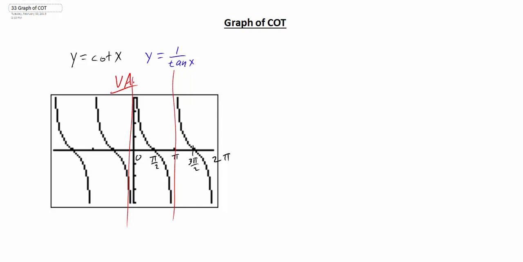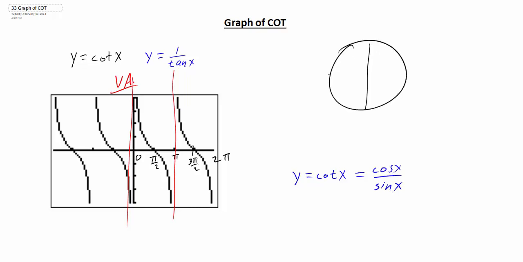remember for the cotangent, y equals the cotangent of x, that's equal to cosine over sine. So again, looking at the unit circle as we go around, we have our key points here that we want to look at. So we would have 1, 0, 0, 1, negative 1, 0, and then 0, negative 1.